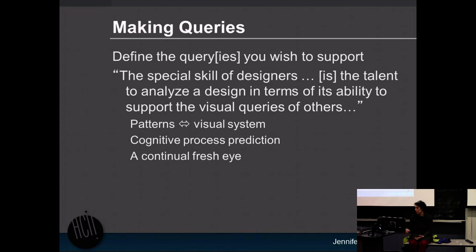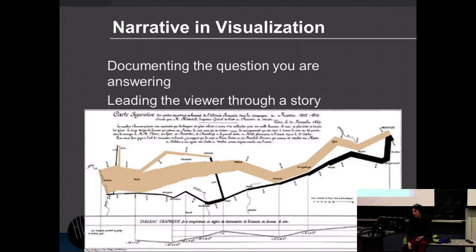Another thing that you really need to think hard about in visualization is narrative. So this is a classic visualization that is discussed at length in, I think, the first Tufte book, which was one of the classic books on visualization. And what it's doing is it's showing what happened to Napoleon's army.